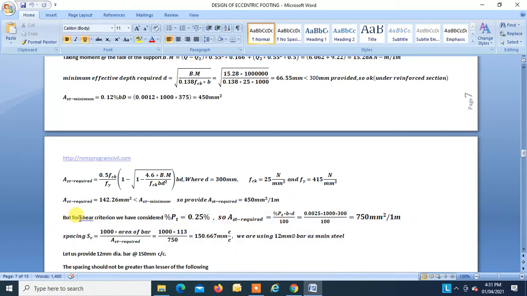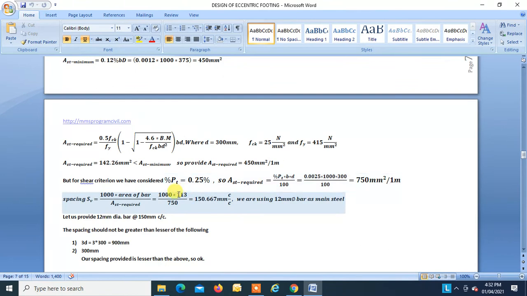But if we remember that in case of shear criteria, we had considered percentage PT as 0.25%. So first we will have to find the AST for this percentage of steel. And if this area of steel is found to be less than minimum, then you have to provide minimum. But ours is found to be 750 mm square, so we will have to provide 750 mm square per meter, right? So we are assuming that we are going to use 12 mm dia bar.